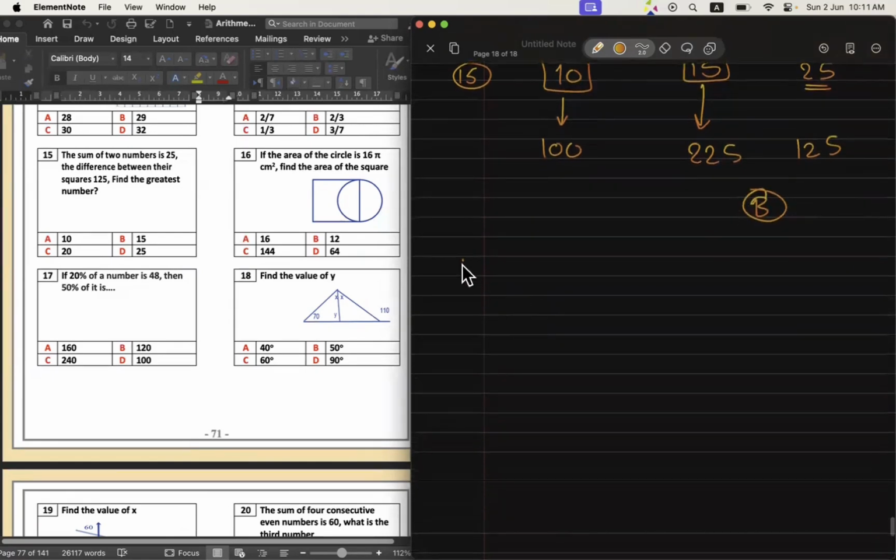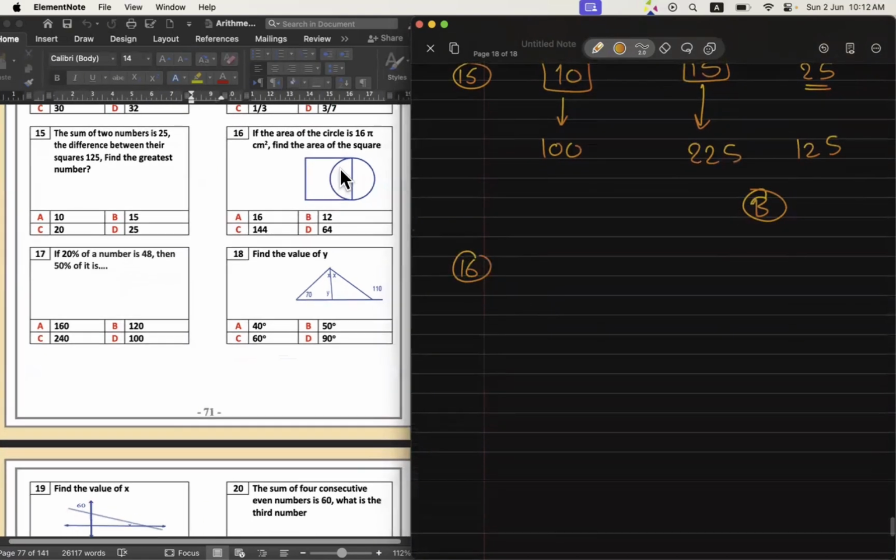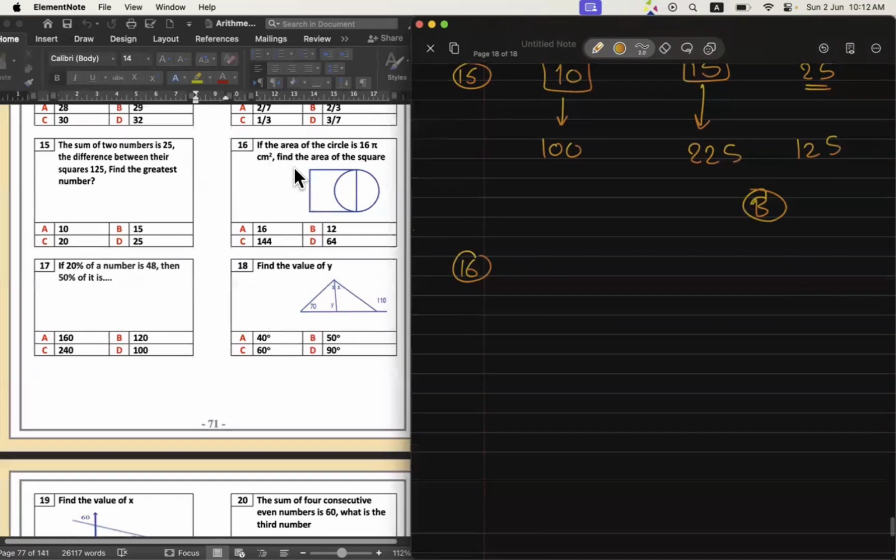For the next question, question 16. If the area of a circle is 16 pi centimeters squared, find the area of the square. If you have a square like this, and the circle's area equals 16 pi, if you want to find the radius directly, just take the square root of the number in front of pi. This is a rule. If you have the area in terms of pi, just take the square root of the coefficient. So the square root of 16 equals 4.